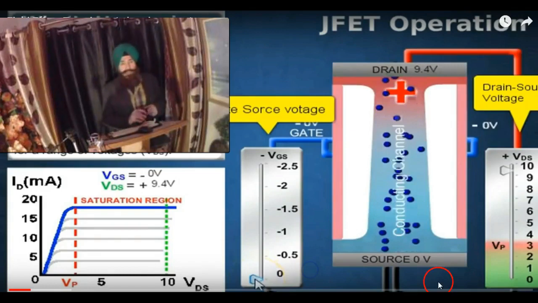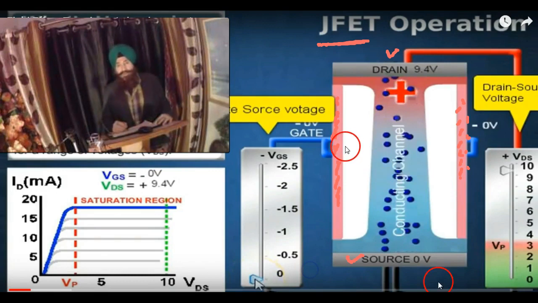Dear friends, this is the animation showing the working of a junction field effect transistor. This is the source, this is the drain, and this is our PN junction. This is a P-type layer, and this white portion is a depletion region connecting both the P-type regions. It becomes a gate.